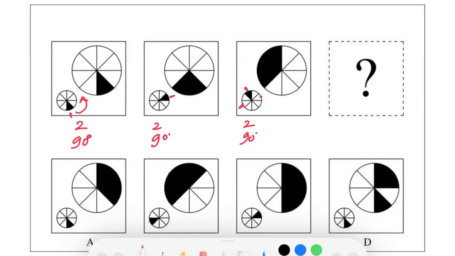Now, in which option can you see this? You can see this in option B only. Therefore, option B is correct. Now, in order to check whether our bigger figure is correct or not, we'll do a quick check.